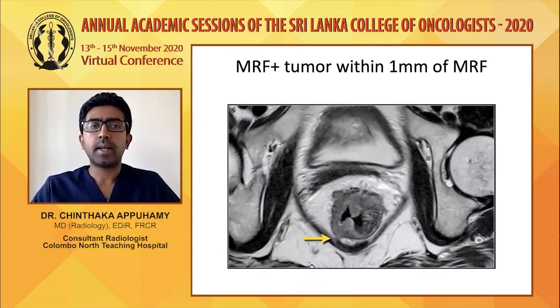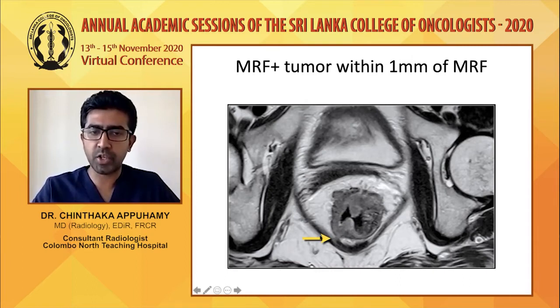When there is involvement of the mesorectal fascia, as I told you earlier, we call it MRF positive. So this T2 weighted axial sequence illustrates the involvement of the mesorectal fascia as marked by the yellow arrow.